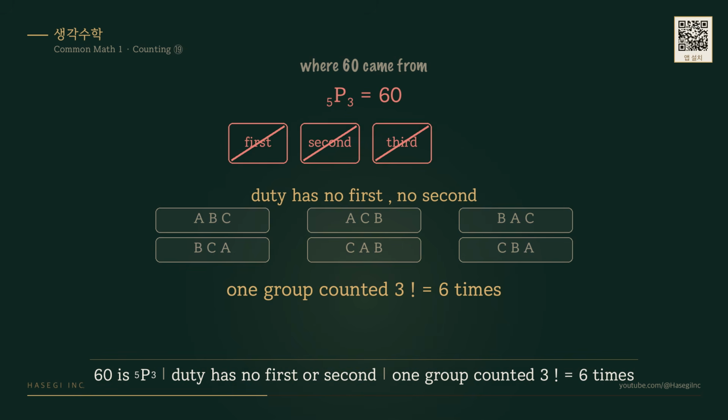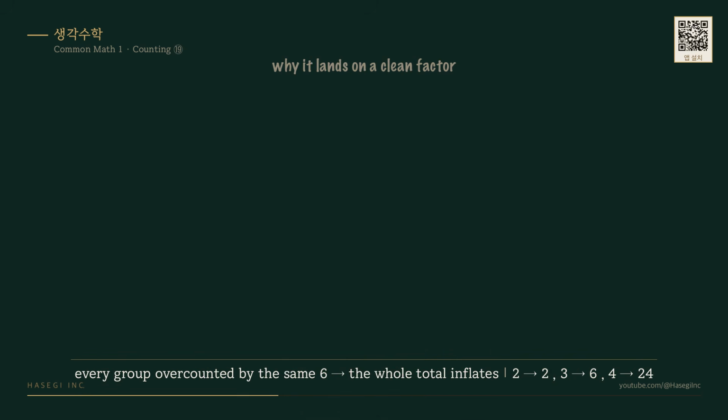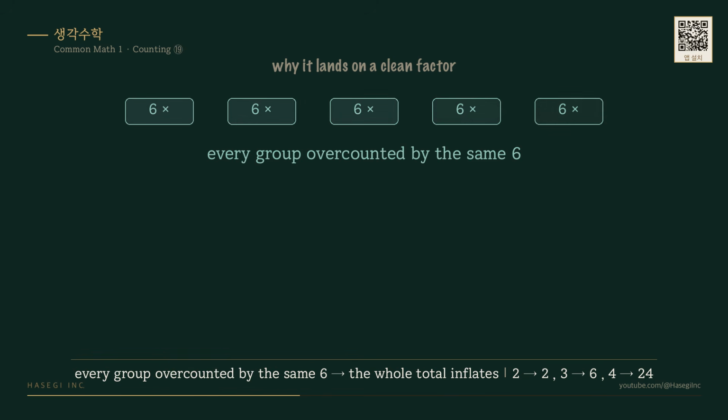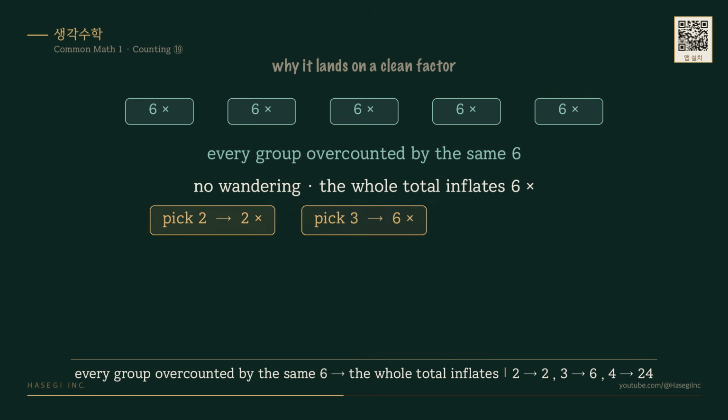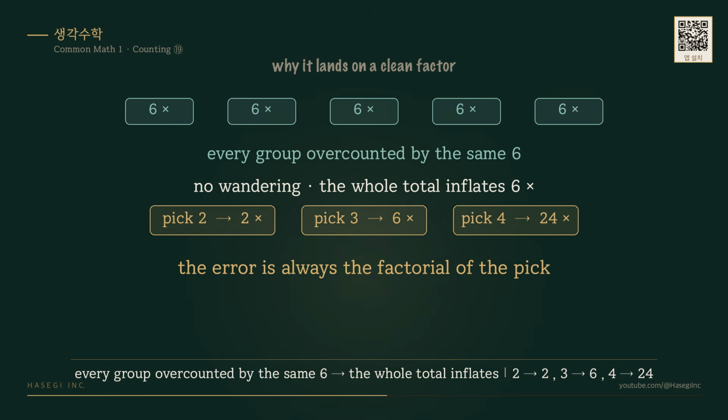3 factorial, 6. What matters here is not the number 6 itself, but that every group is overcounted by the same 6. So the error does not wander from group to group. The whole total is inflated by one clean factor. Change how many you pick and the factor follows. Picking 2 gives twice, 3 gives 6 times, 4 gives 24 times. The error from mixing them up is always the factorial of how many you pick.